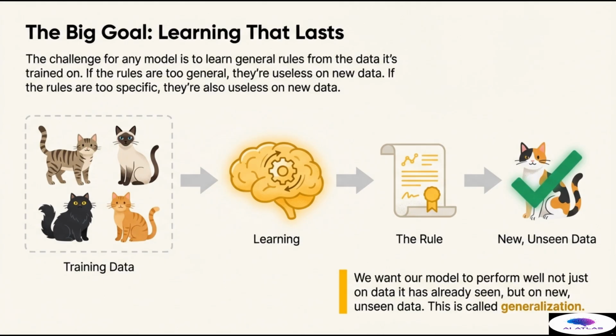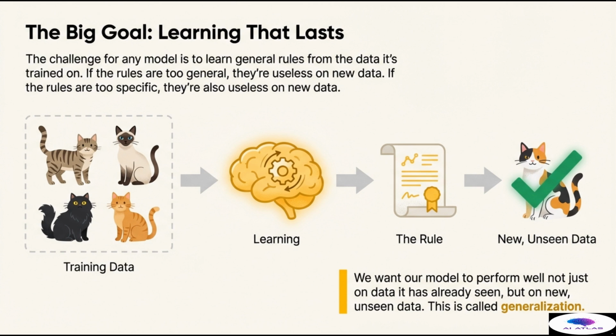Look at the flow chart here. We feed in our training data, which in this example is a collection of various cat pictures. The brain of the model undergoes the learning process and ultimately spits out the rule. If this rule is too broad, say, all cats have 4 legs, it's too general to be useful for complex tasks like breed identification. That would lead to underfitting.